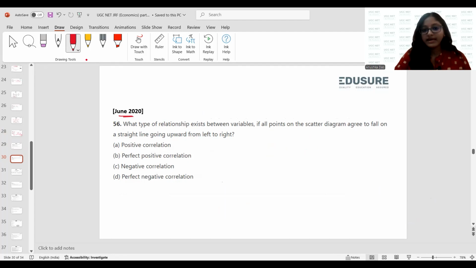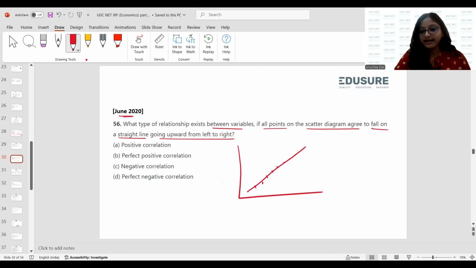What type of relationship exists between the variables if all the points on the scatter diagram fall on a straight line going upward from left to right? So all the points are like this. Here you have x, here you have y. All the points on the scatter diagram are lying exactly on the line from left to right. So what will this be? This will be an example of perfectly positive correlation. The r value is exactly +1.